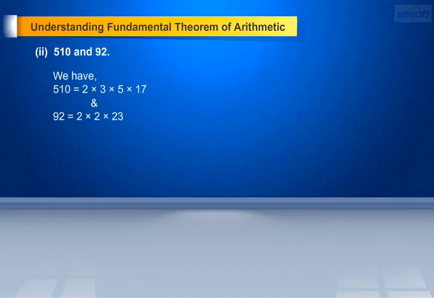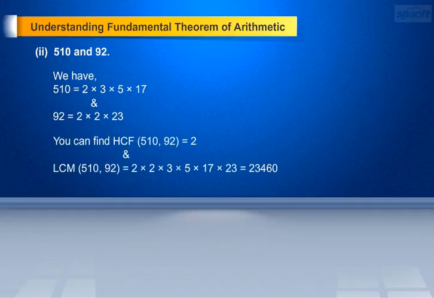510 and 92. We have 510 can be factorized as 510 equals 2 into 3 into 5 into 17. And 92 can be factorized as 92 equals 2 into 2 into 23. You can find HCF of 510, 92 equals 2, because 2 is the smallest power of the common factor. And LCM of 510, 92 equals 2 into 2 into 3 into 5 into 17 into 23 equals 23,460, because 2 square, 3, 5, 17, and 23 are the greatest powers of the prime factors.